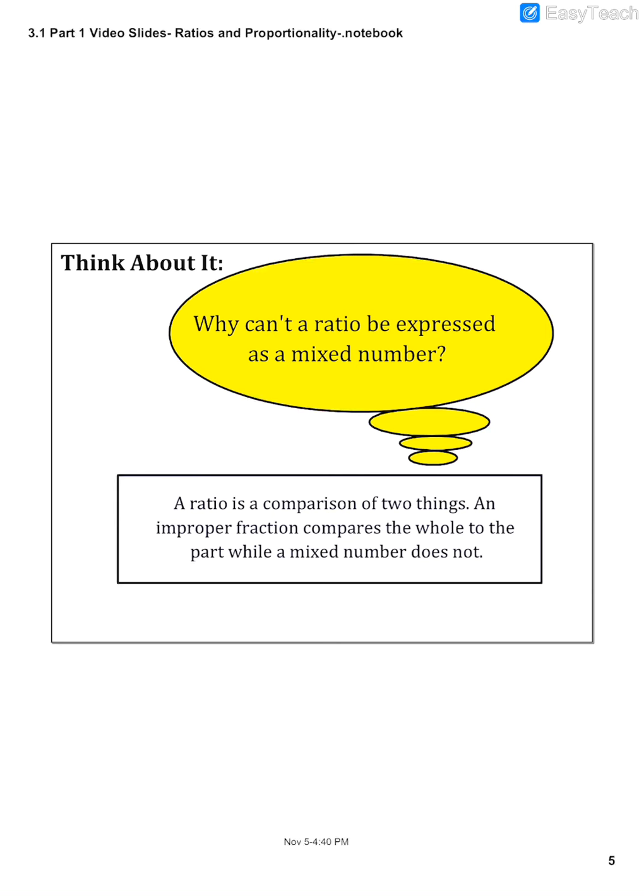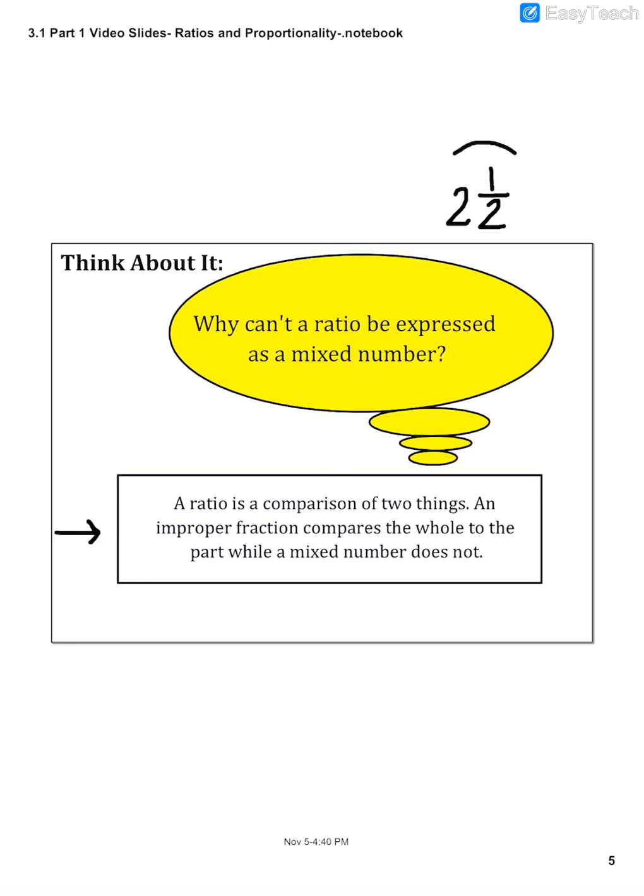Why can't a ratio be expressed as a mixed number? So a mixed number would be something like this, 2 1/2. So remember what we said in the beginning. A ratio compares 2 quantities. A mixed number does not. And if we look at this little box on the bottom, it says a ratio is a comparison of 2 things. An improper fraction compares the whole to the part, while a mixed number does not.